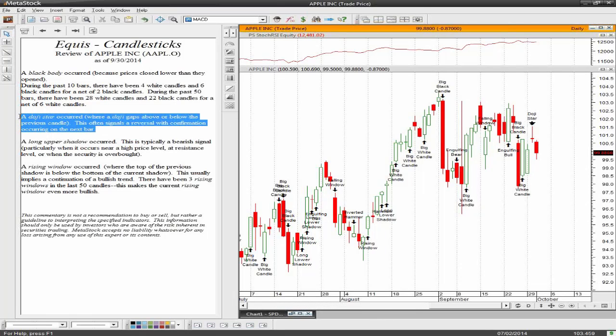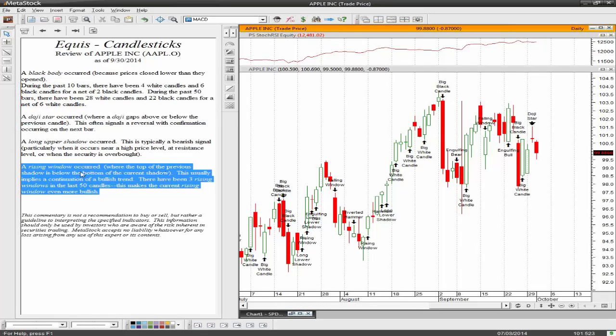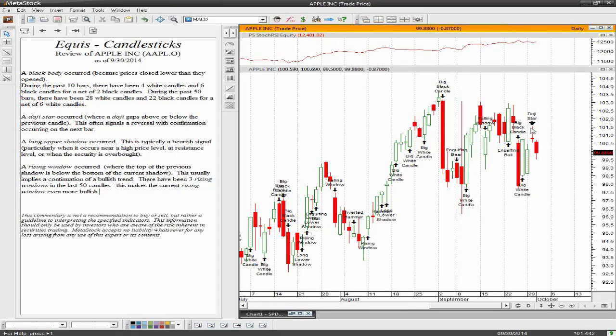So MetaStock's great if you're new to trading and you want to learn about different technical approaches, because it's going to explain those to you as they happen. In this case, this doji star was also a rising window, where the top of the previous shadow is below the bottom of the current trend. This usually implies a continuation of a bullish trend. In that case, it wasn't a continuation. Well, not yet. I guess it could continue later. But it'll tell you what those are and how they're interpreted and read. If you're new to trading and you don't really know what you're doing, the things that you'll use most in MetaStock, I would say, are the System Tester and the Expert Advisor commentaries as well.